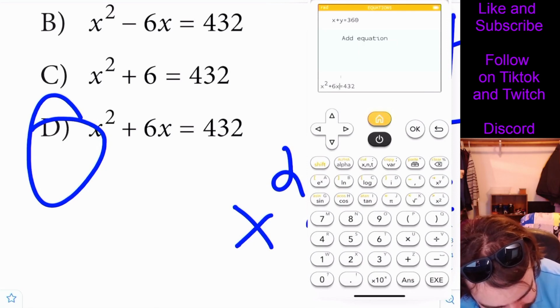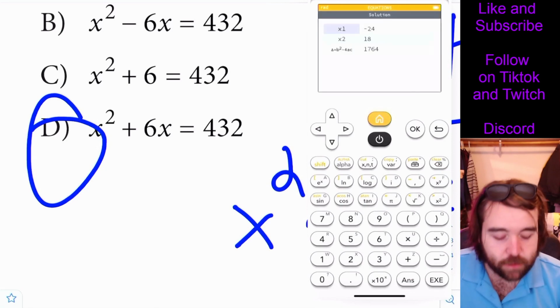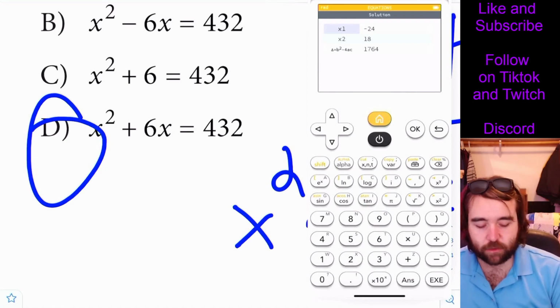Oh, I used the multiplication sign instead of an x. Okay, so there's our equation. We want to solve the equation. So we get that x equals negative 24 and x equals 18.